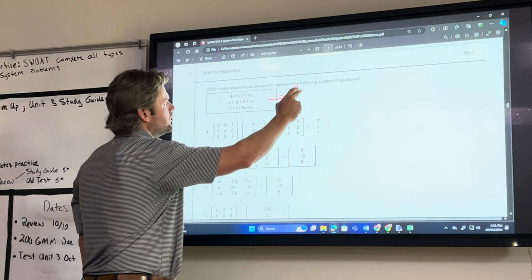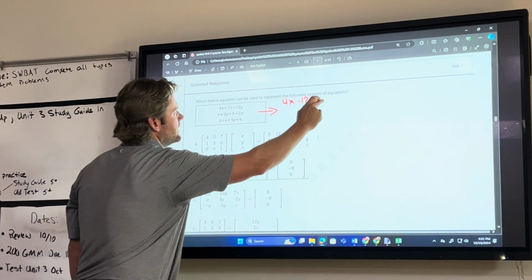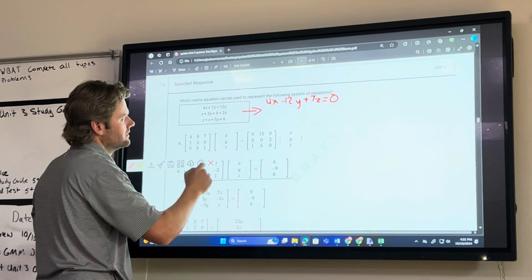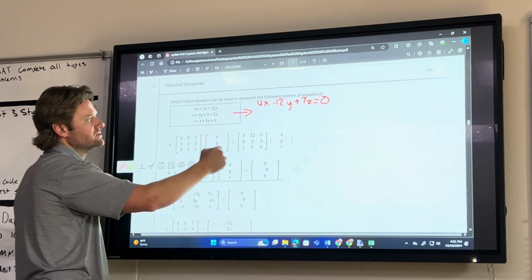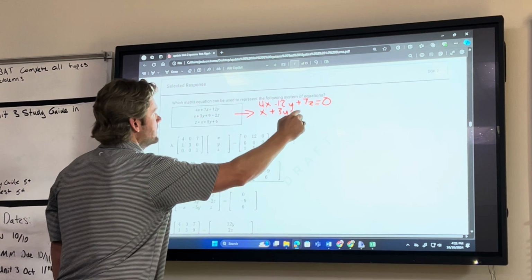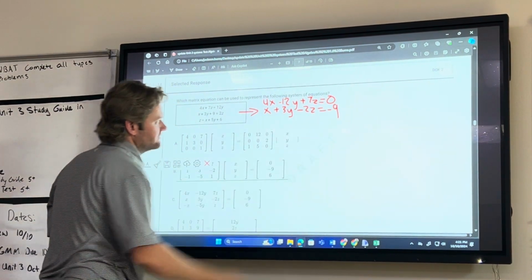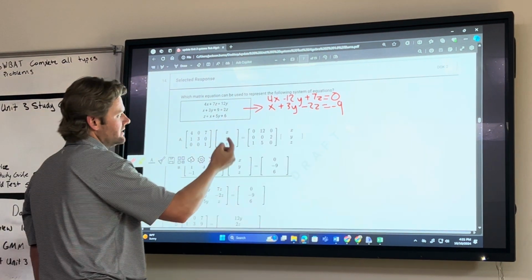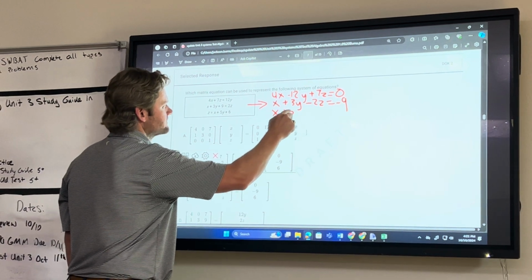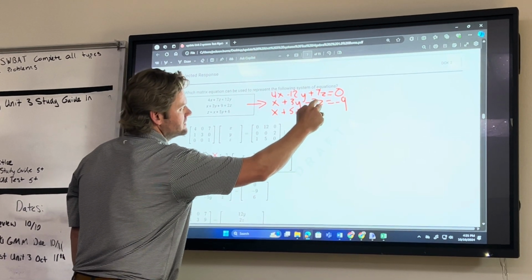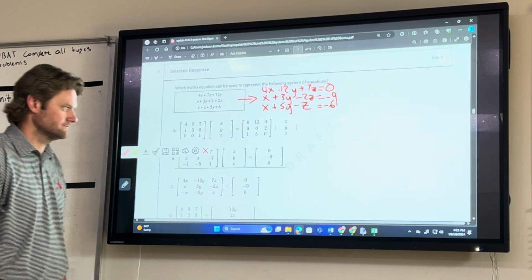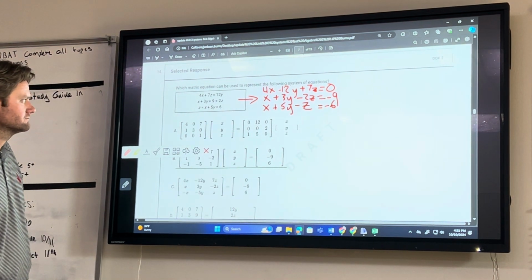So on this one, 4X minus 12Y plus 7Z equals 0, right? Over here, I want to subtract the 9 over, move the 2Z, subtract that over, so it becomes X plus 3Y minus 2Z equals -9. On this one, again, move that 6 over, move the Z over, so X plus 5Y minus Z equals -6. All right, -6.